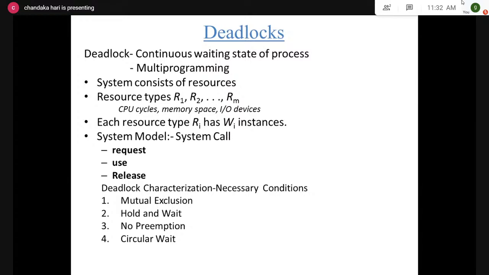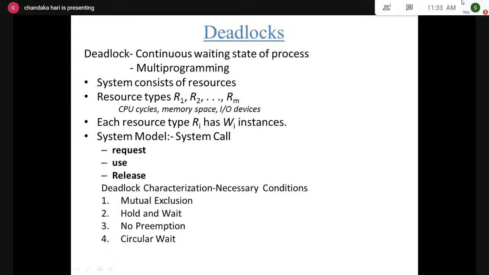There are two processes running in my computer system. In order to execute these two processes, they require tape drives. Process P1 requires two tape drives and process P2 also requires two tape drives. Suppose at time T0, process P1 has taken one tape drive. At time T1, process P2 has obtained another tape drive.